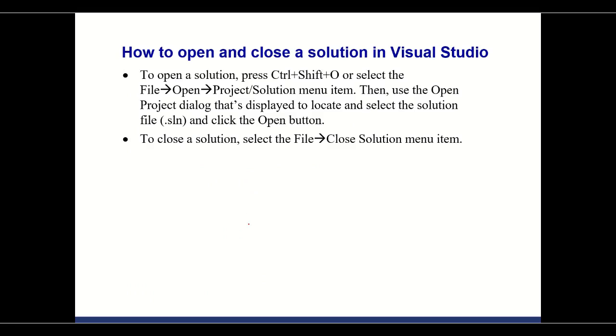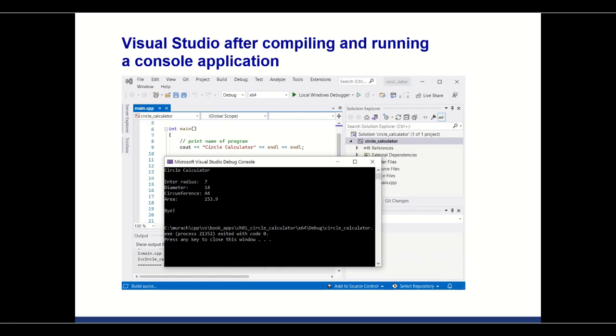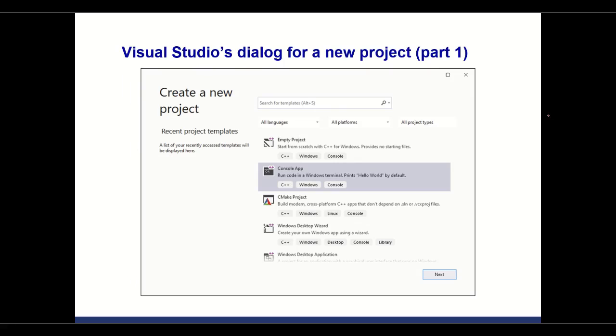To open the solution, you can press Ctrl Shift O or select File, Open, Project Solution. You will learn it as you go through Visual Studio. Just play with it and you will learn how to handle projects using Visual Studio. So I'm skipping this part and leaving it up to you to learn. This is how you are going to create a new project: you go to create a new project from the File menu and you will see console application for C++.